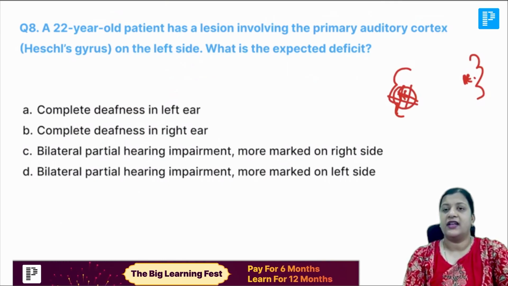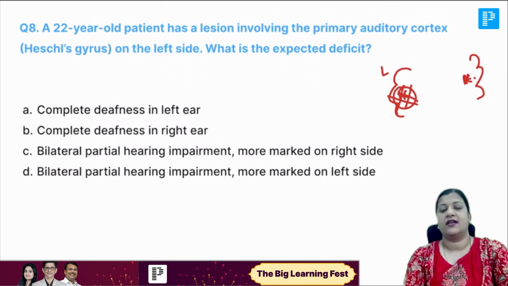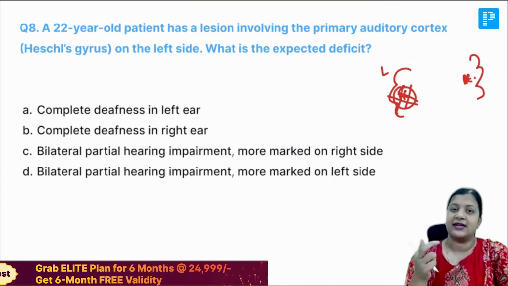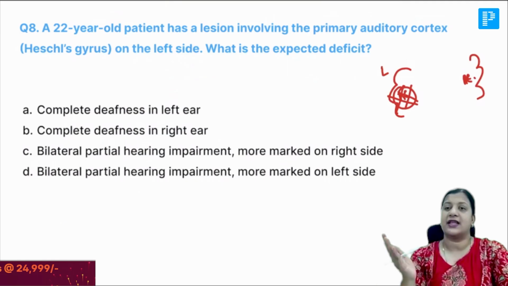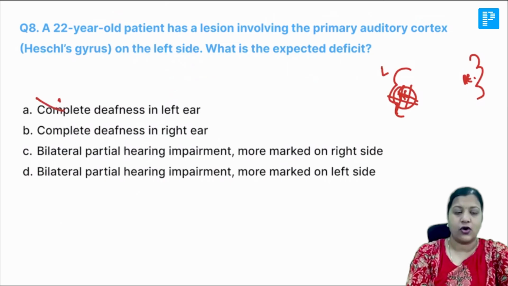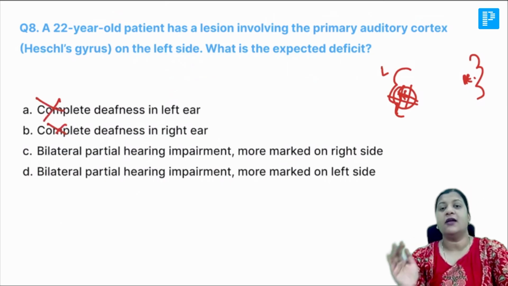Now, if you have a lesion on the left side, what is going to be expected? We have cross fibers going from both sides, from the right side and from the left side, to both the cerebral hemispheres. So definitely there will not be a complete hearing loss. That is for sure. So these two options are gone. Now, there will be a partial impairment in hearing, more marked on the contralateral side.